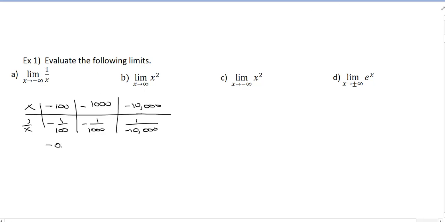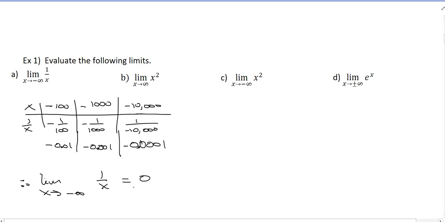Negative 0.01, right? And then negative 1 over 1,000 is negative 0.001, and then negative 0.0001. So notice that they keep getting closer and closer and closer to 0, right? The bigger we get on the negative side, so if this is negative 1,000,000, we're going to be even closer to 0. So therefore, I can say the limit as x goes to negative infinity of 1 over x approaches 0.